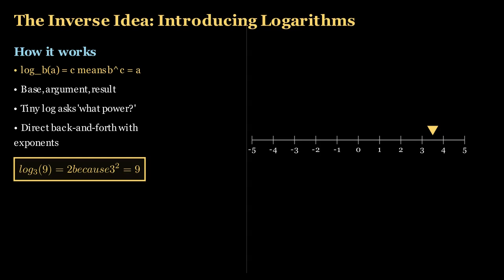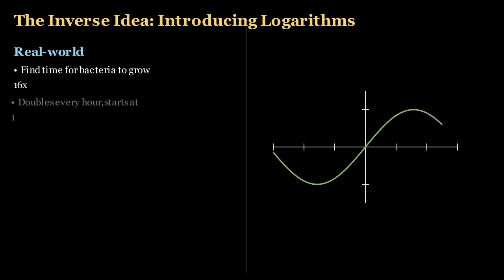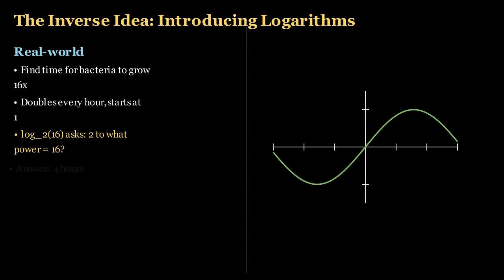We set up our logarithm, log base 2 of 16. This asks, 2 to what power gives me 16? We know 2 times 2 is 4, times 2 is 8, times 2 is 16. That's four multiplications by 2. So 2 to the power of 4 is 16. Therefore, log base 2 of 16 equals 4. It takes 4 hours. The logarithm found the hidden exponent for us. This same method works for any growth problem where you know the factor and the final amount, but need the time.